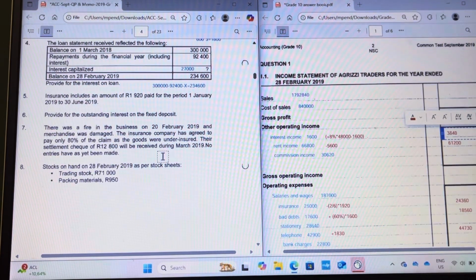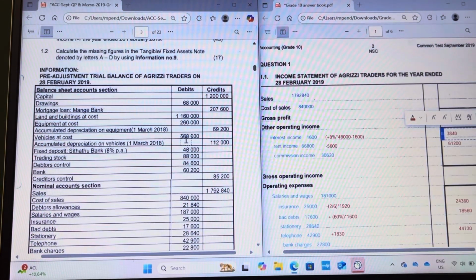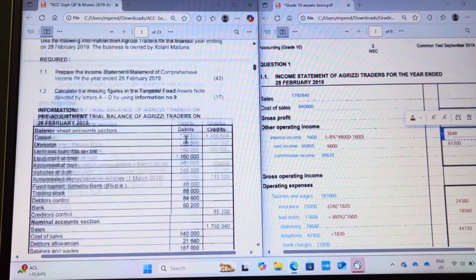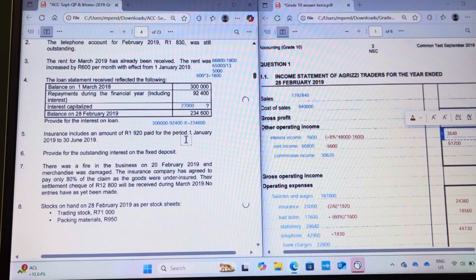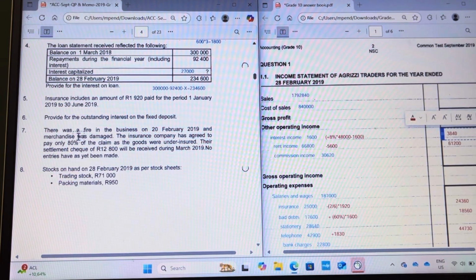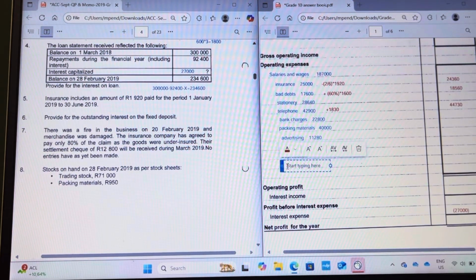And if we should go and look at the trial balance, we're not told of any merchandise here. So we don't have any information on what the cost actually of this merchandise was. But then we are given a hint to say that the insurance company has agreed to pay only 80% of this claim. It means that this 12,800 is 80% of the total claim. So I'm just going to come here and add my loss due to fire.